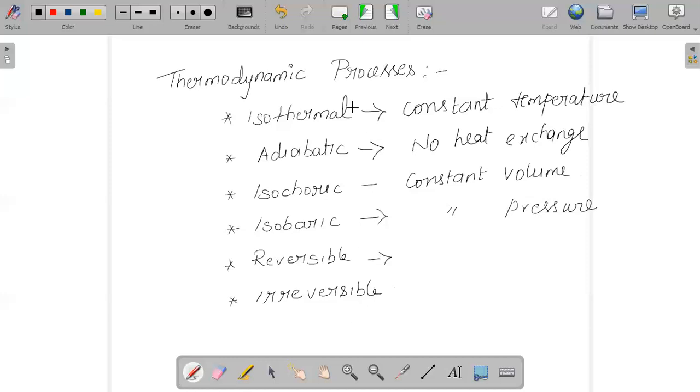If the process is undergone isothermally, adiabatically, isochorically, whatever is given, the inference should be that in the question the volume is constant, or heat is constant, or pressure is constant, or temperature is constant, accordingly. This is very important.